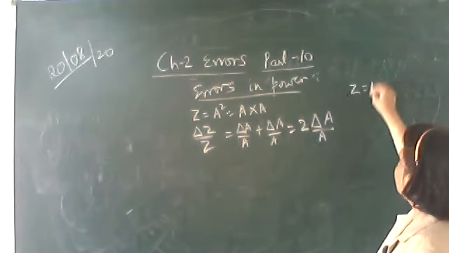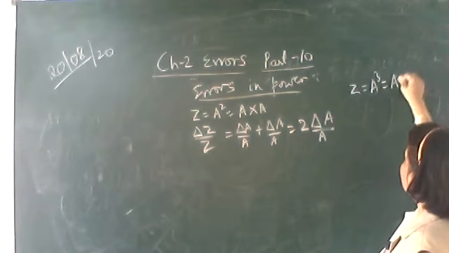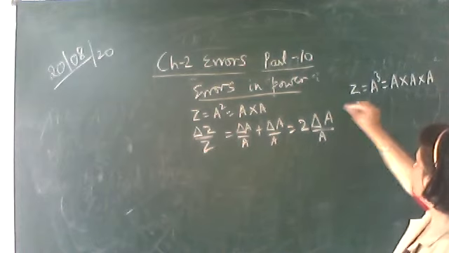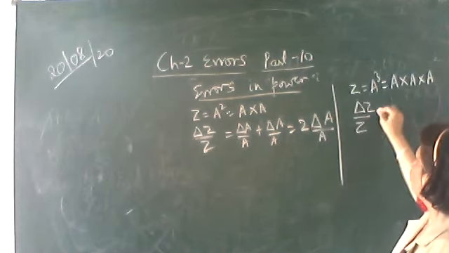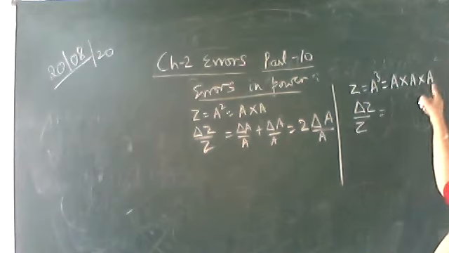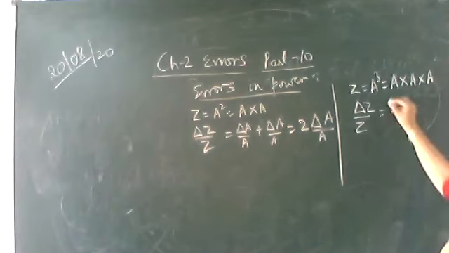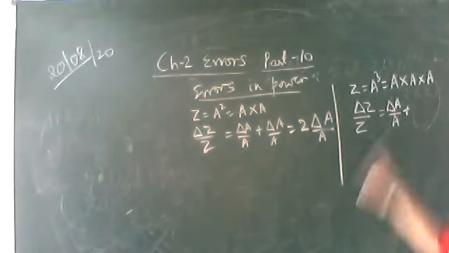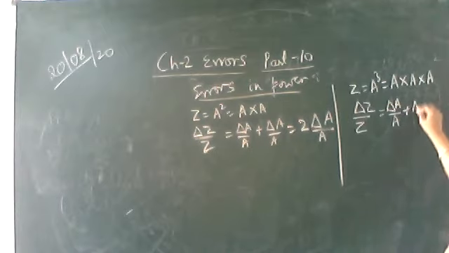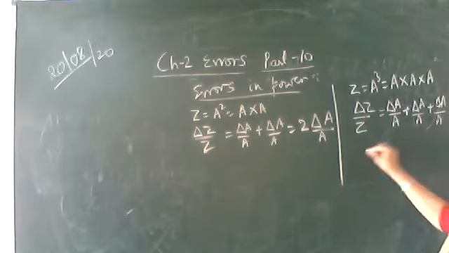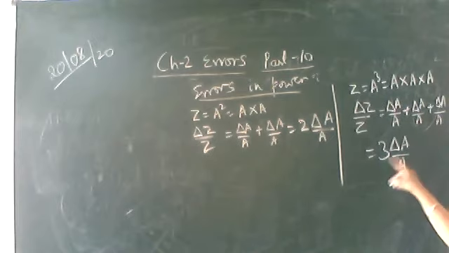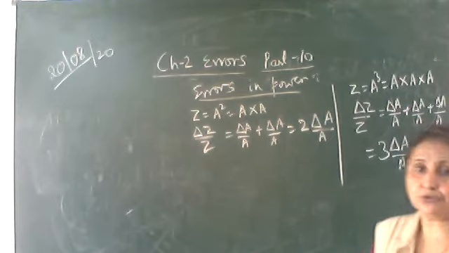One more case, let us consider if Z is equal to A cube. A cube can be written as A into A into A. Again, the relative error in the product will be equal to the sum of the relative errors in individual measurements. First is delta A upon A, added to the relative error of the second one, that is also delta A upon A. Third one, delta A upon A. So it is 3 times delta A upon A. So again we see that the power is multiplied to the relative error.